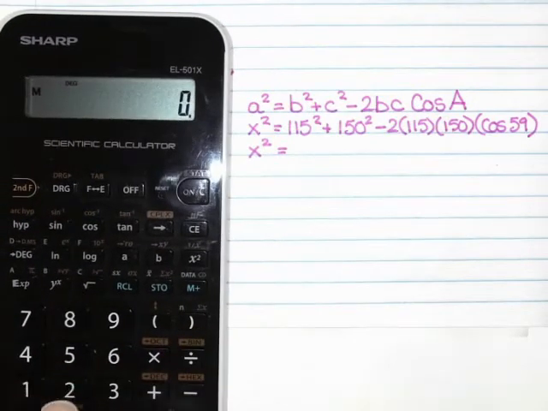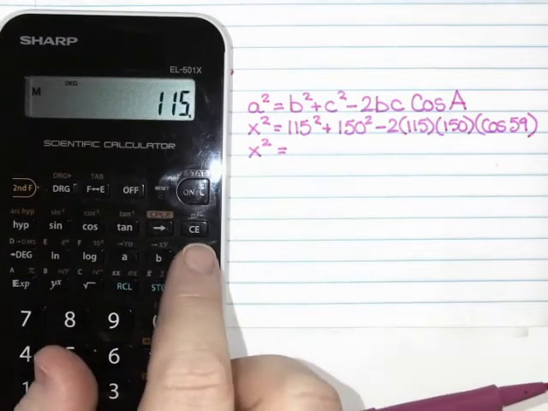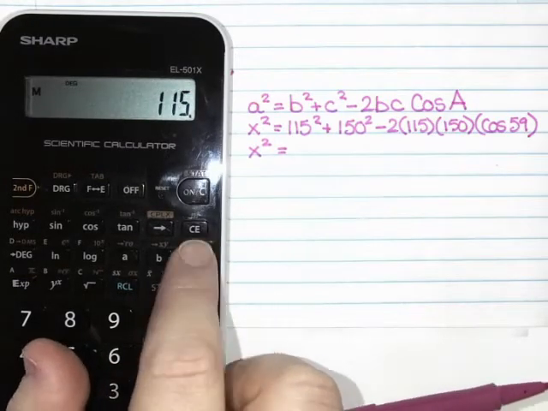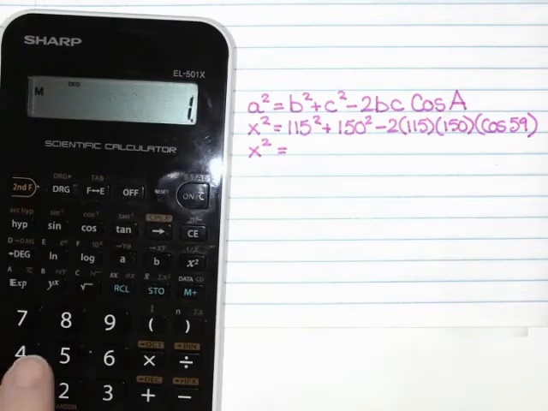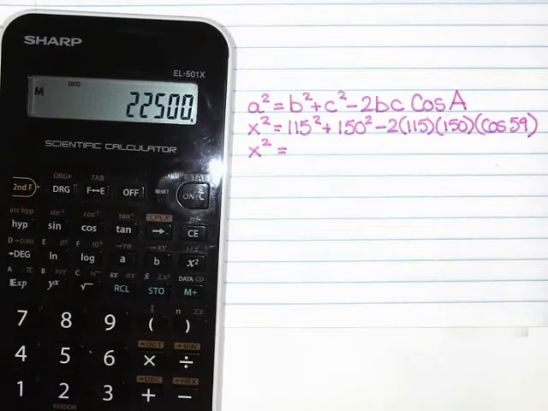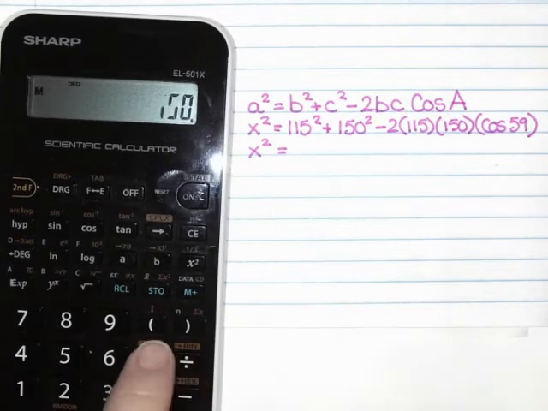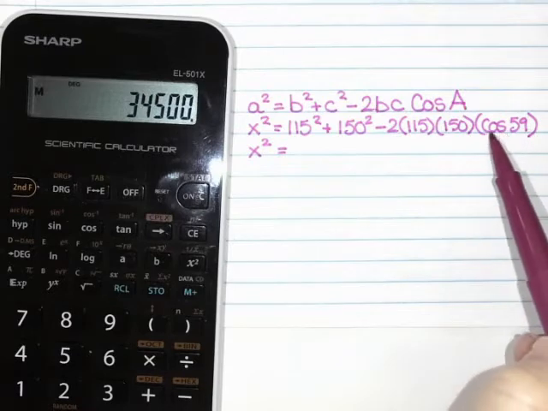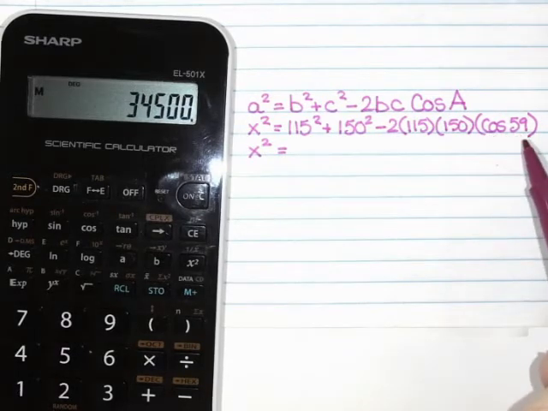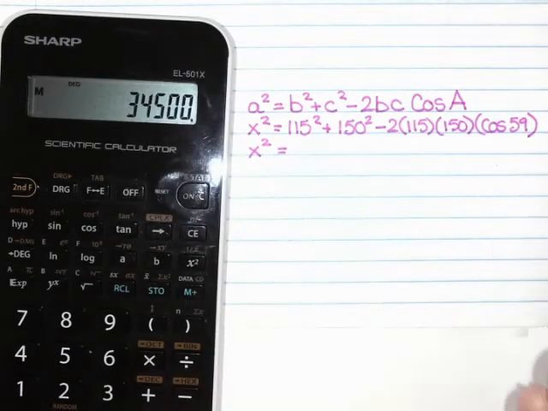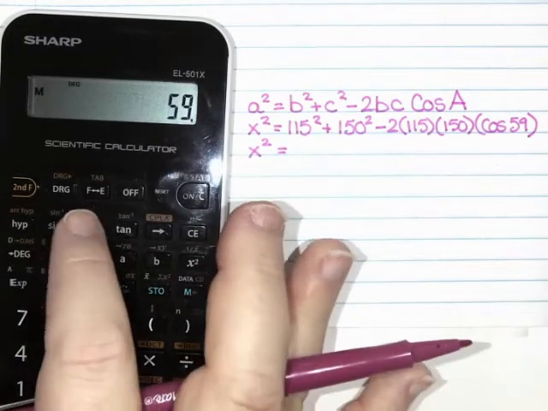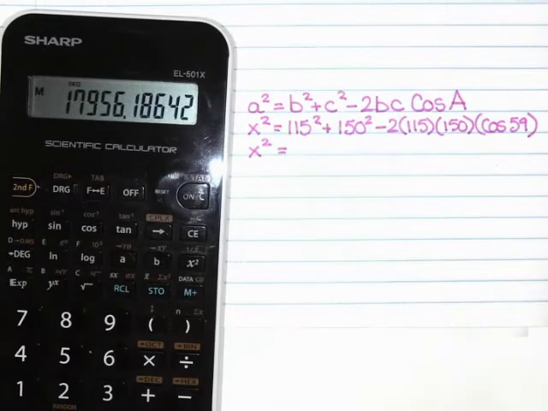So I'm going to do 115 squared. You can do 115 times 115 if you need to. And then plus 150 squared. Take away 2 times 115 times 150 times. Now, if you have a calculator where you see the word cosine, you're going to do cosine of 59. But on mine, I don't see cosine when I press it, so I'm going to do 59 cos equals. And I get this number here.